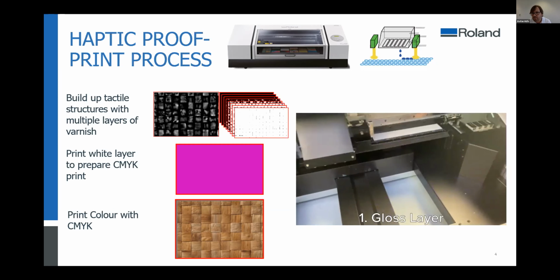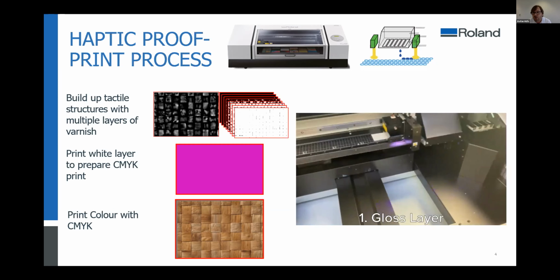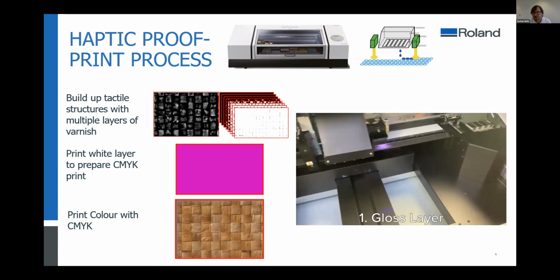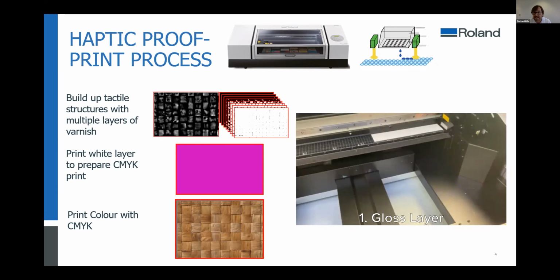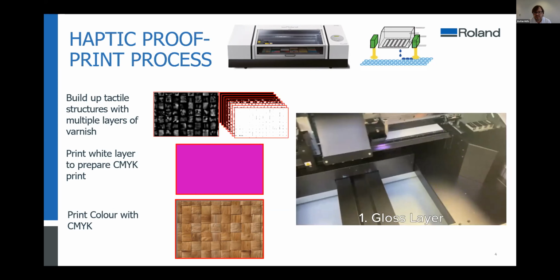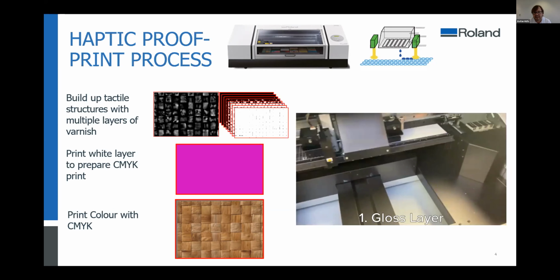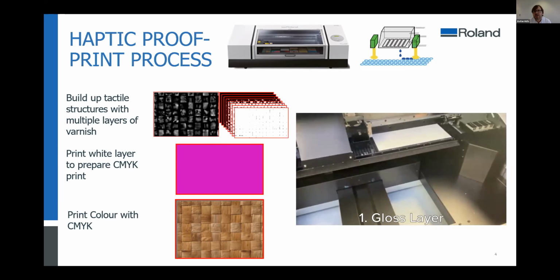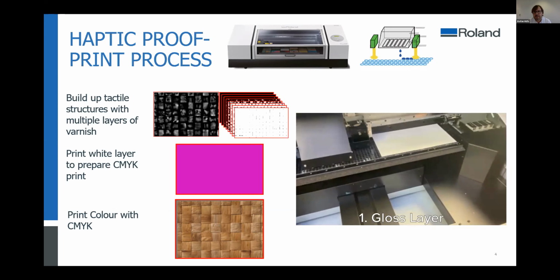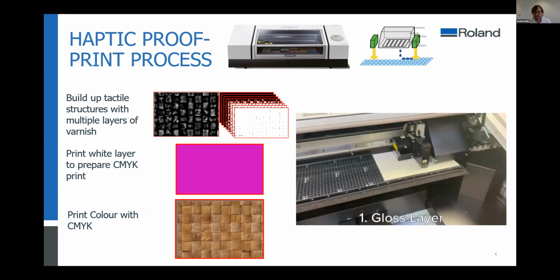So this is the normal print speed. One layer of gloss in an A4 format needs about 6 minutes. Later on, the white layer and the CMYK layer need just 3 minutes each.